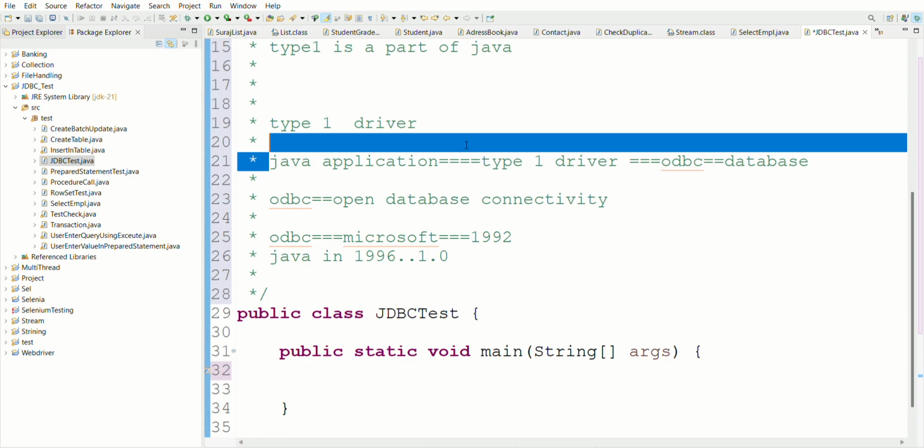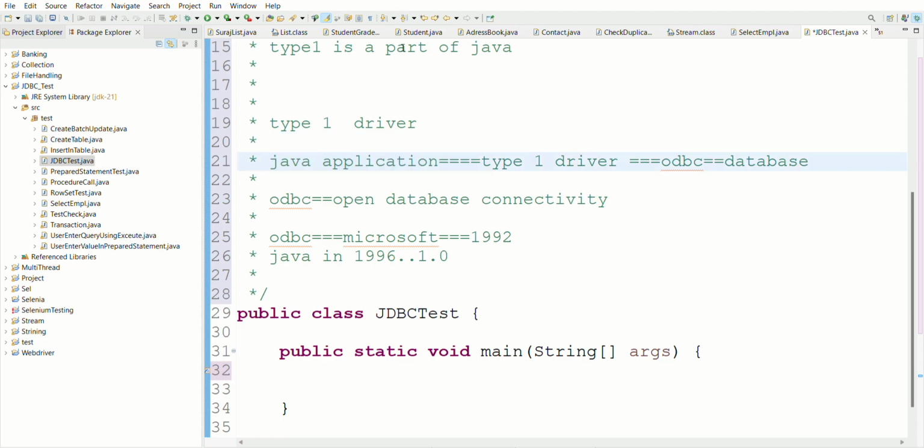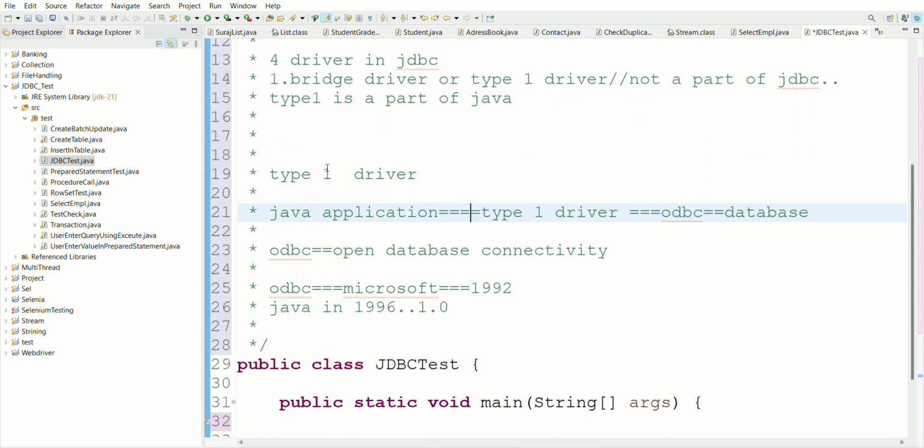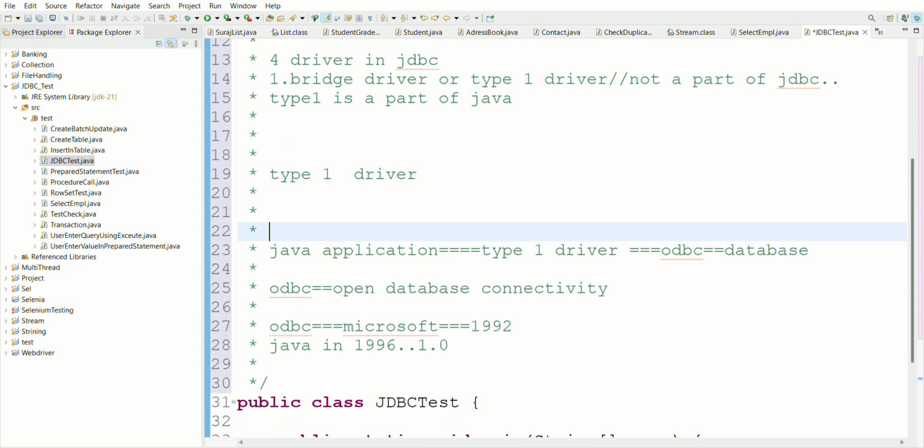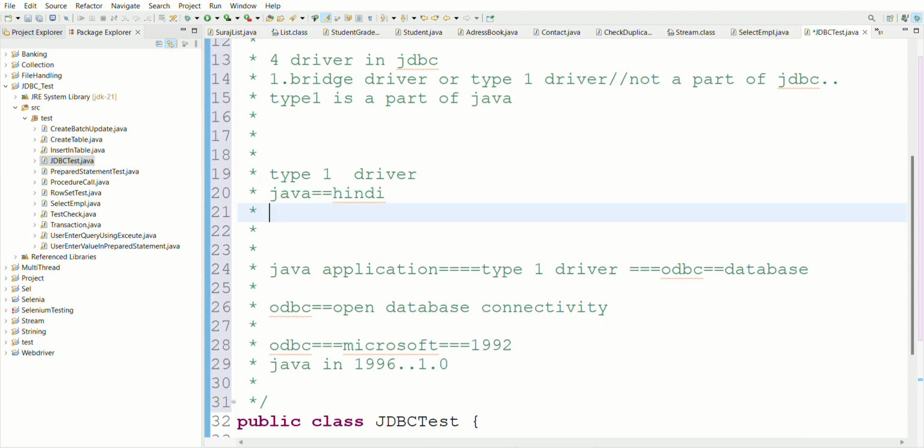And database language is different. So let's consider here Java language is Hindi. Example, I am not giving, Java is not actually using Hindi. I am giving an example. Java, let's say Java is using Hindi. Got it? And database is using Telugu.